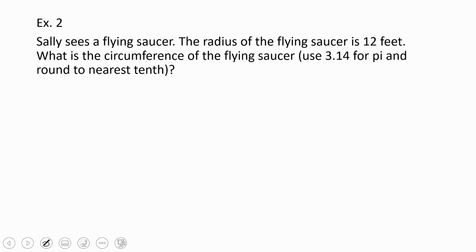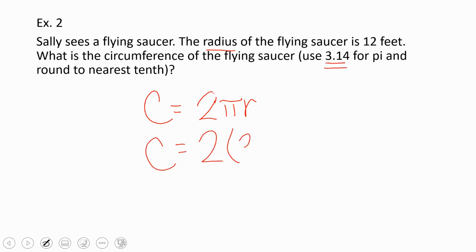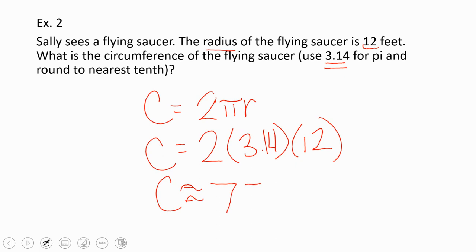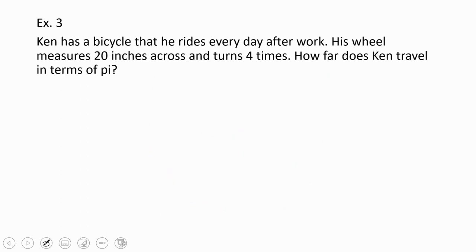Sally sees a flying saucer. The radius of this flying saucer is 12 feet. What's the circumference? Here we're given the radius, so we're going to use the formula 2 pi r. Filling in, again, I want you to use 3.14 for pi. And then our radius is 12. Again, you'll type that right into your calculator, and you're going to round to the nearest tenth. So that's going to give you 75.4 feet.